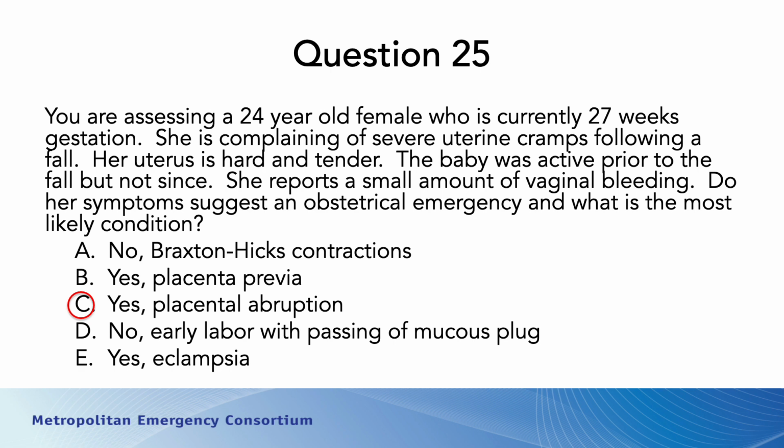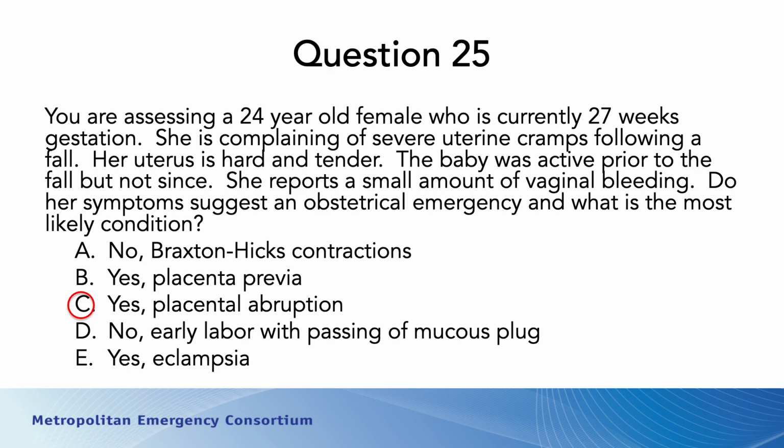C or D, to me, this is not early labor with passing a mucus plug, and eclampsia is not an option at this point because I didn't give you any information to suggest she's got eclampsia, which is seizure and hypertension. So for me, the correct answer is C. This is an obstetrical emergency due to a placental abruption.